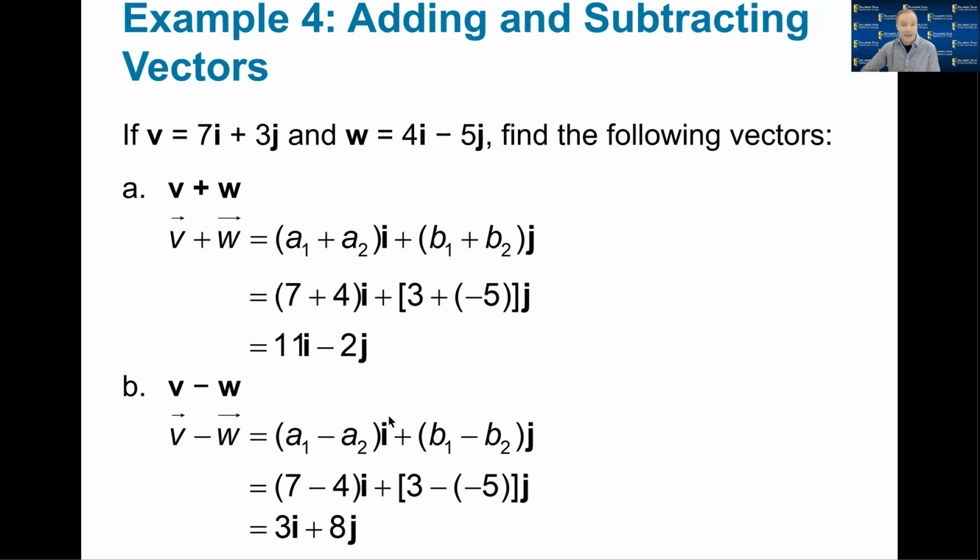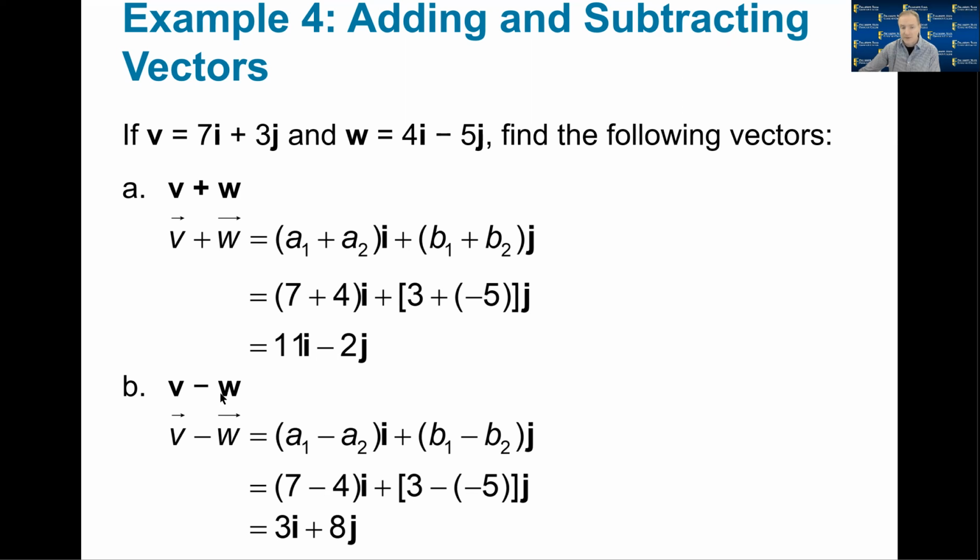Now, if we're adding and subtracting vectors, a breeze. All of your operations of addition, subtraction, multiplication, and division hold when we talk about vectors. So if I'm saying I want you to add vector v to vector w, you just add their individual components. 7i plus 4i is going to be 11i. 3j plus a -5j is going to be -2j. The resultant vector of v plus w is 11i minus 2j.